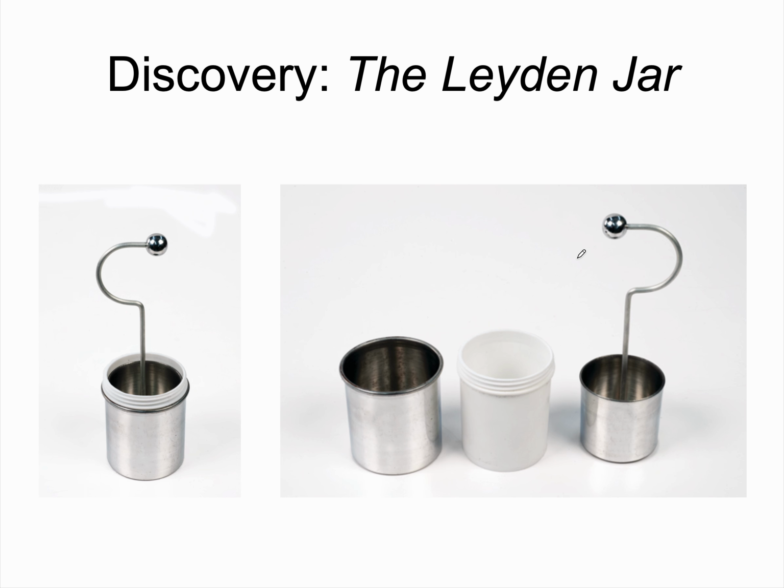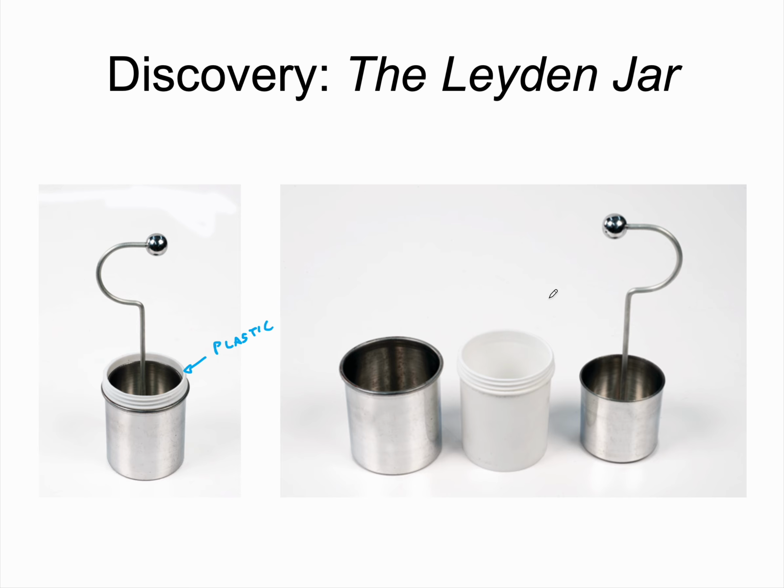In reality, we soon discovered you didn't need to have water, and you didn't even need to have a hand. All you needed was two conductors separated by an insulator. And this is one of the simplest ones possible. In this case, this is a plastic insulator that fits perfectly between the two metal cans. And this is one of the simplest ones you can make for a Leyden jar.